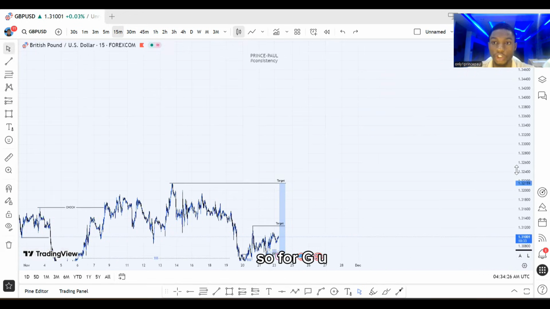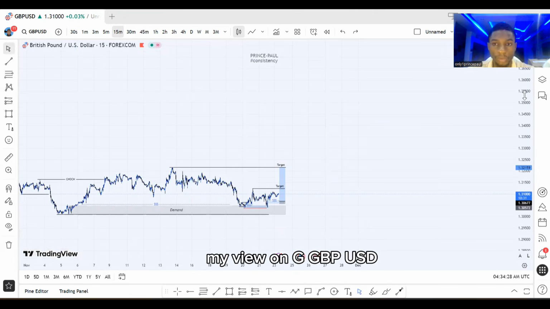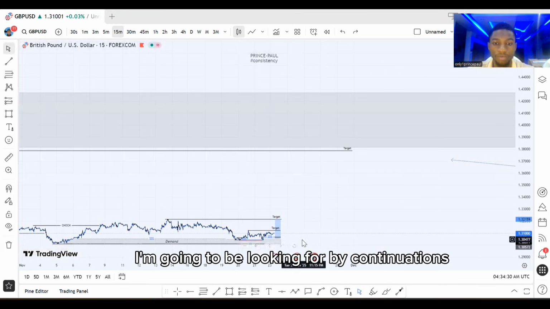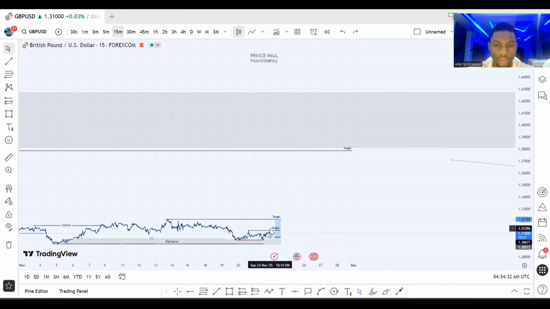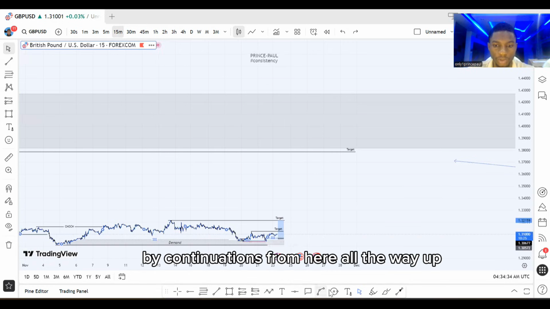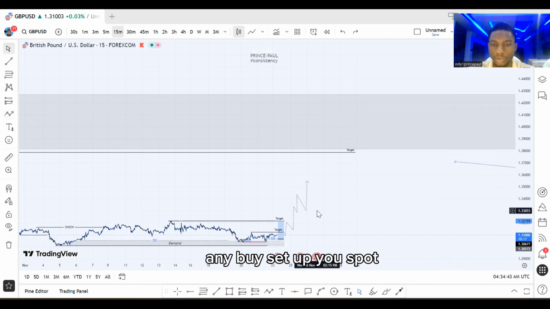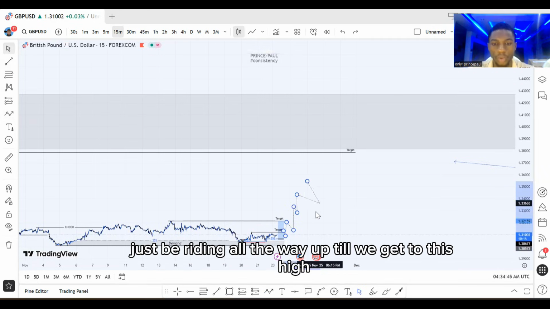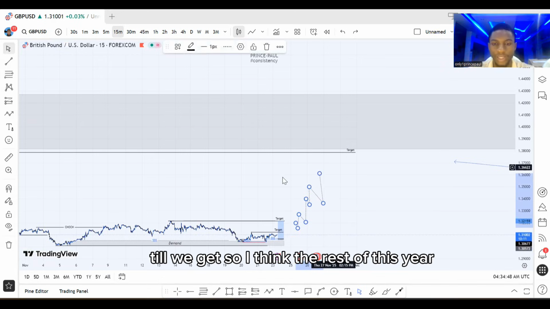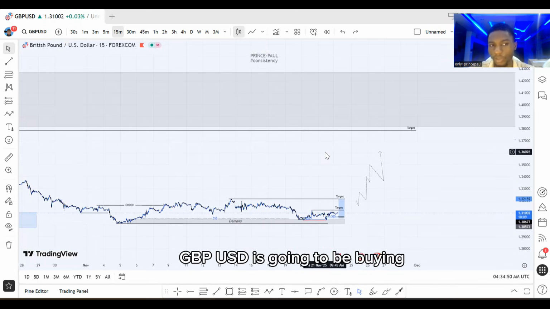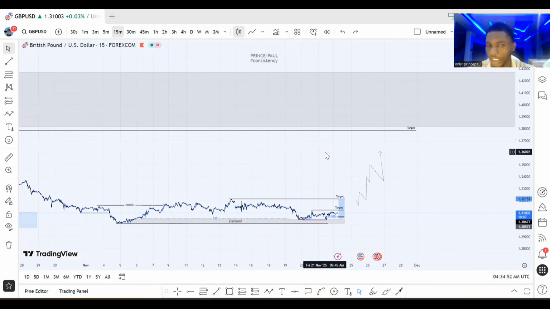So for GU, my view on GBP, we're going to be looking for buy continuations from here all the way up. Any buy setup you spot, just be riding it all the way up till we get to this high. So I think the rest of this year, GBP is going to be buying. That's my projection. It's going to be buying.